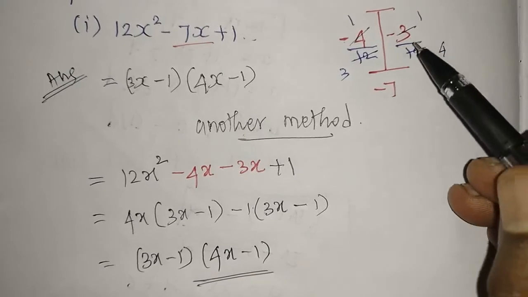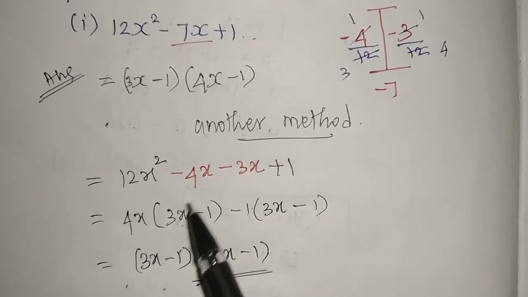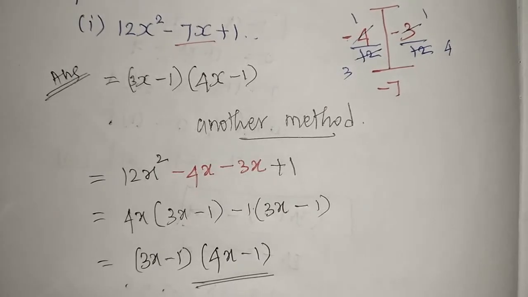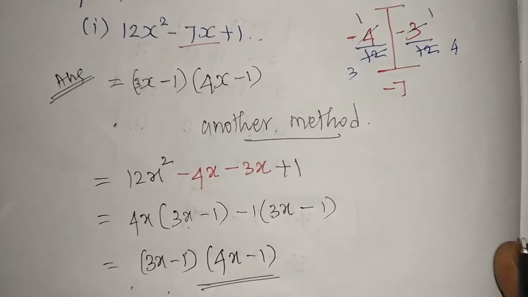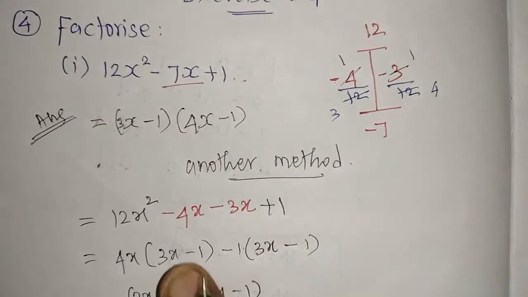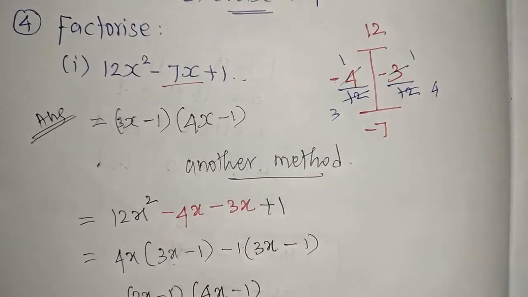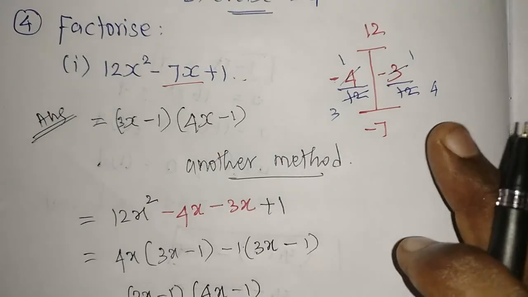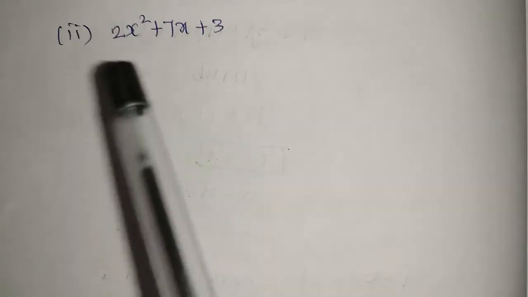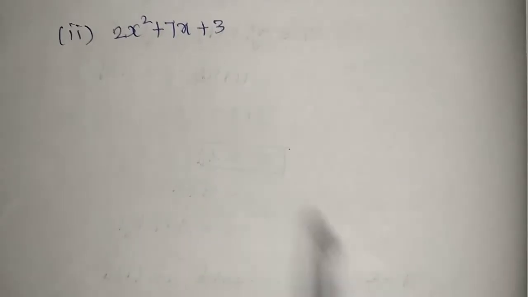Okay. This is by using the I factor method. This is by using the middle term splitting method. Understand? I hope you understand both methods. The I factor is very easy compared to the middle term splitting method, so better try to learn this I factor. Understand? Thank you. Now the second subdivision, 2x square plus 7x plus 3.